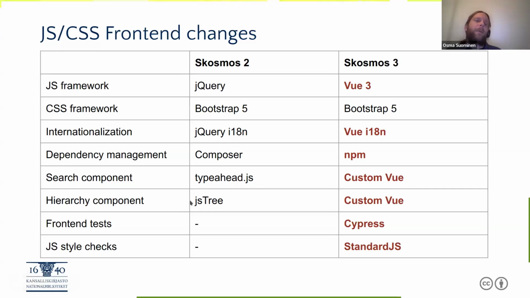And the same with the hierarchy. We were using JS3, which is not very well maintained these days, and we have instead re-implemented it in Vue ourselves. The old one didn't have any front-end tests and didn't do any checks on the JavaScript style. But now we are using Cypress to test the front end, basically simulating user interaction and testing that everything is in place and works as it should. And we use standard JS to control the JavaScript code, so it follows specific conventions.